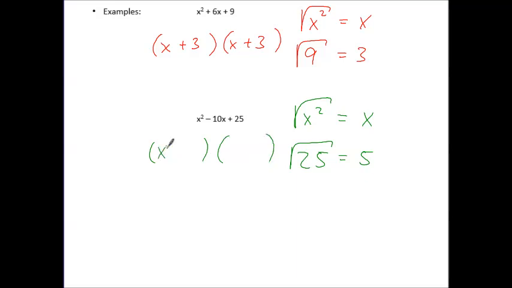So our factored form is going to be x minus 5, from the negative sign, times x minus 5. And there we have our factored form, way quicker than going through the normal process.